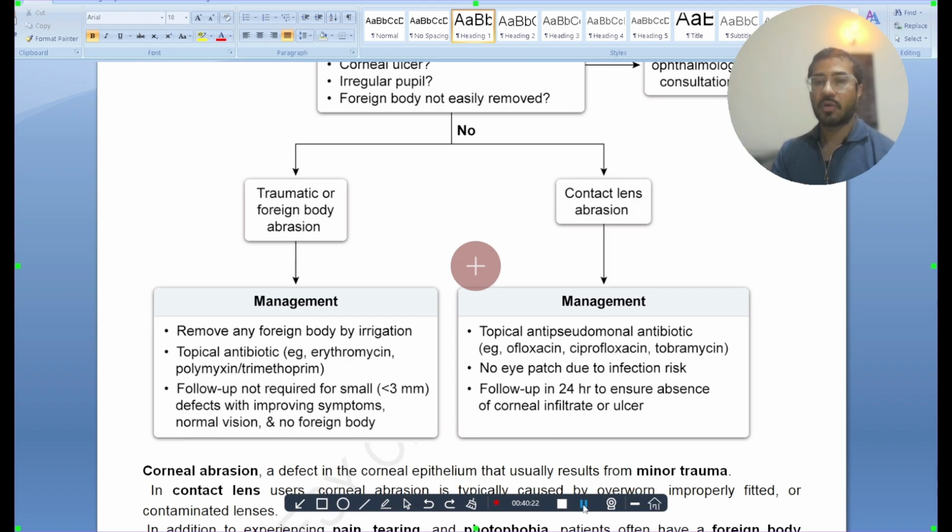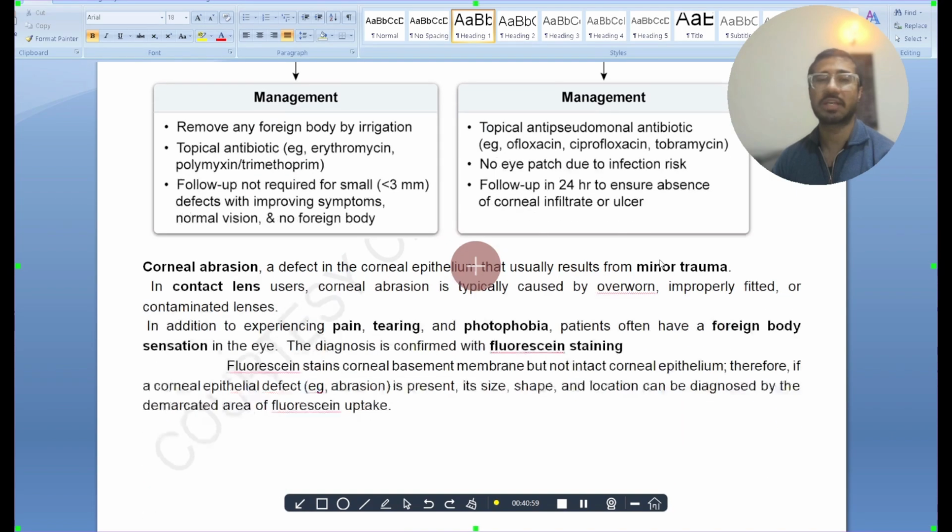And what are you going to do? So what usually happens if the etiology is a contact lens wearer, you're gonna do a follow-up 24 hours after just to make sure that the infection is not continuing. Other than that, if it's something sharp or traumatic in nature, you're not gonna do a follow-up unless it's more than 3 millimeters. So here it's written that if it's less than 3, you don't do a follow-up. More than 3, yes, you can. But if a contact lens is the culprit, you do a follow-up at 24 hours just to make sure that the infection is not progressing any further.